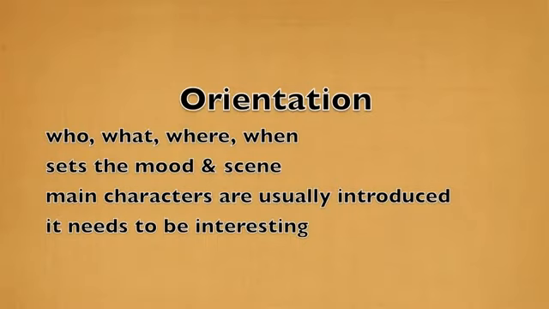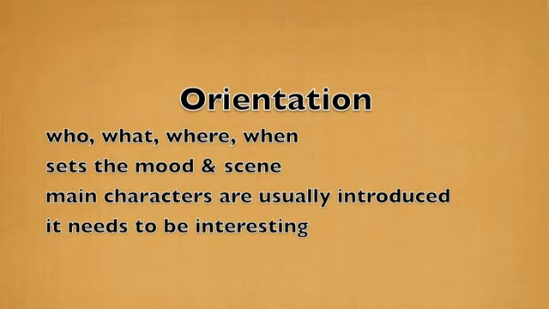The first part of a narrative is the orientation. This can also be called the beginning or introduction of the story. This is where the author sets a scene and the mood of the story. The main characters are usually introduced here, and an orientation usually answers the questions of who, what, where, and when.